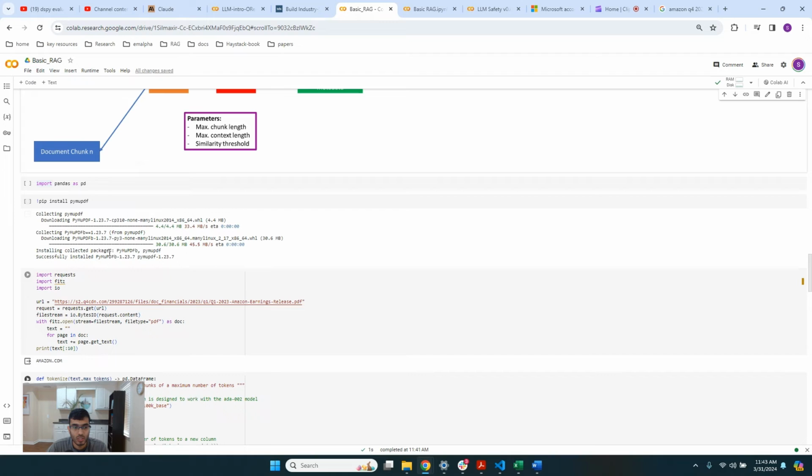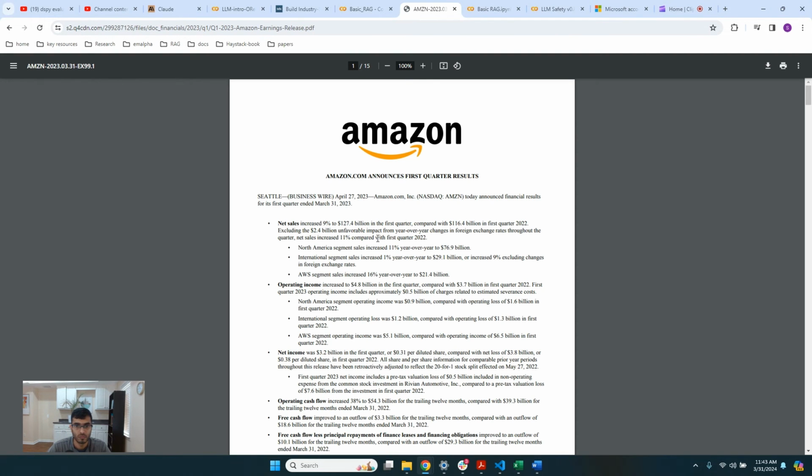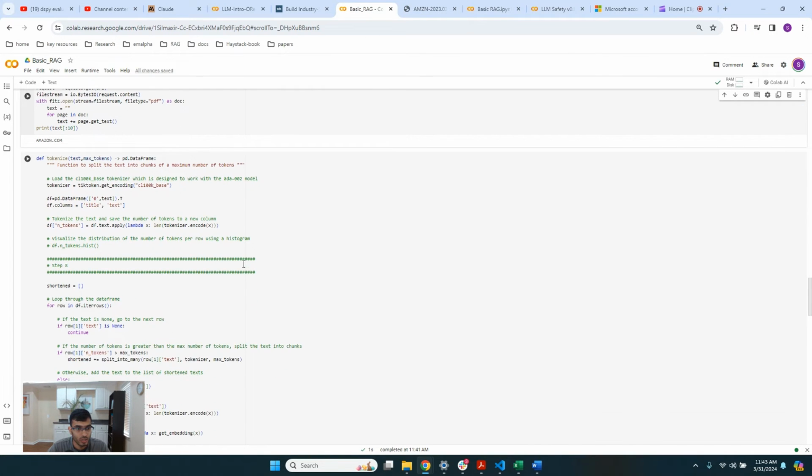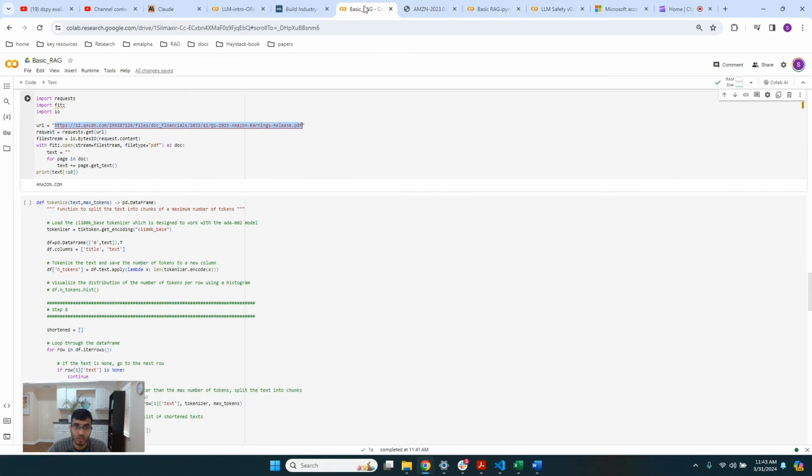For this use case, we're using PyMuPDF to convert the PDF into text. And we're essentially asking questions over this PDF here. This is Q3 for 2023, Q1 for 2023. So we'll be asking questions over this document.